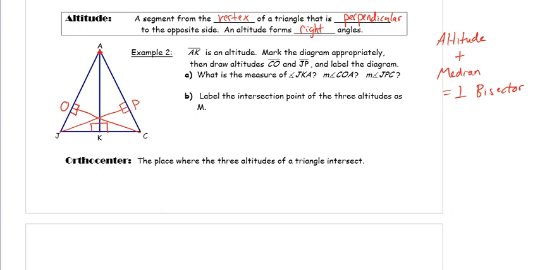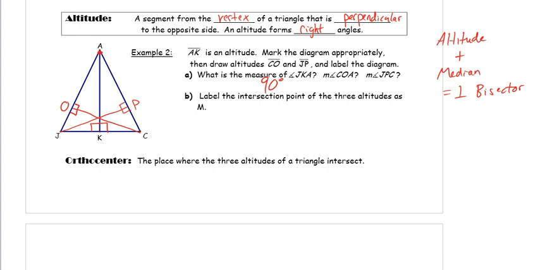Well, if you look at all those angles, so JKA is right down here. We know that COA goes from C to O to A. Remember that middle letter is where the angle's happening. And JPC, so from here to here, right here at P, those are all going to be 90 degrees because they're all right angles. Okay, not too bad at all.